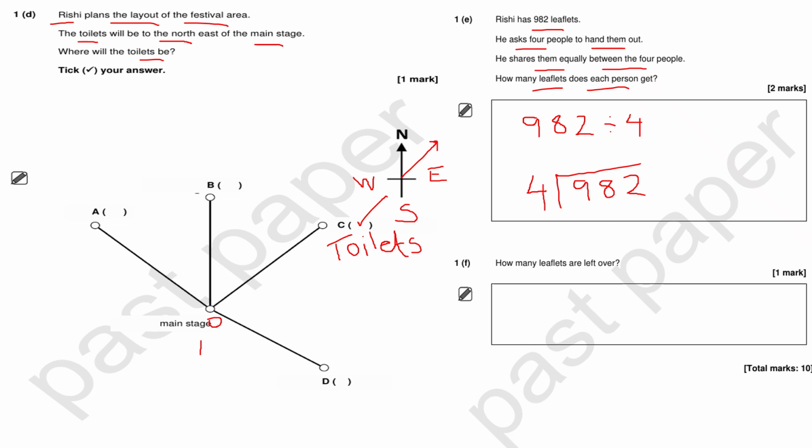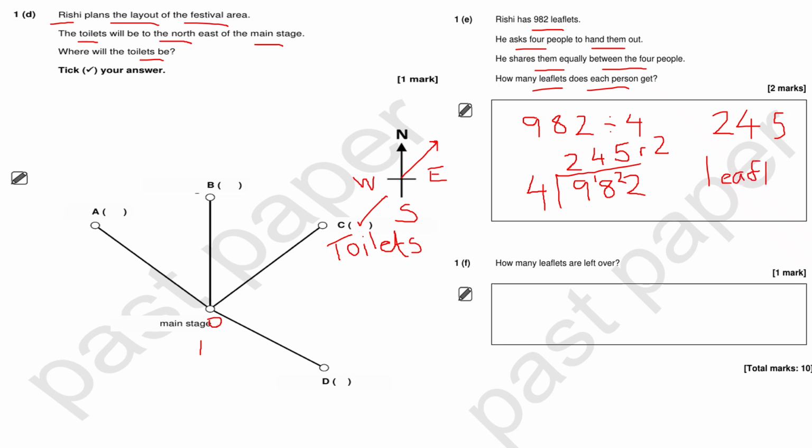So here is the process. 4s into 9 go twice, remainder 1, or leftover of 1. 4s into 18 go 4 times, remainder 2, because 4 4s are 16, and 18 is 2 more than 16. Finally, 4s into 22 go 5 times, but we got a remainder of 2. So each person gets 245 leaflets. And the second part, which is also important: how many leaflets are left over?